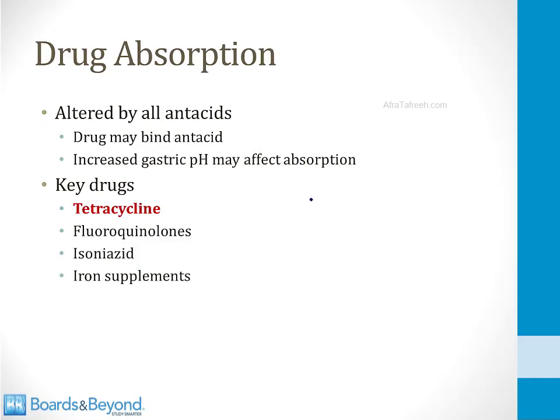The absorption of medications can be altered by all of these antacids, and that's because the drug can bind the antacid. In addition, the increased gastric pH affects the absorption of some drugs. Some of the most important drugs that are at risk for poor absorption in the setting of antacids include tetracycline, also fluoroquinolones, isoniazid, which is a tuberculosis drug, and iron supplements.